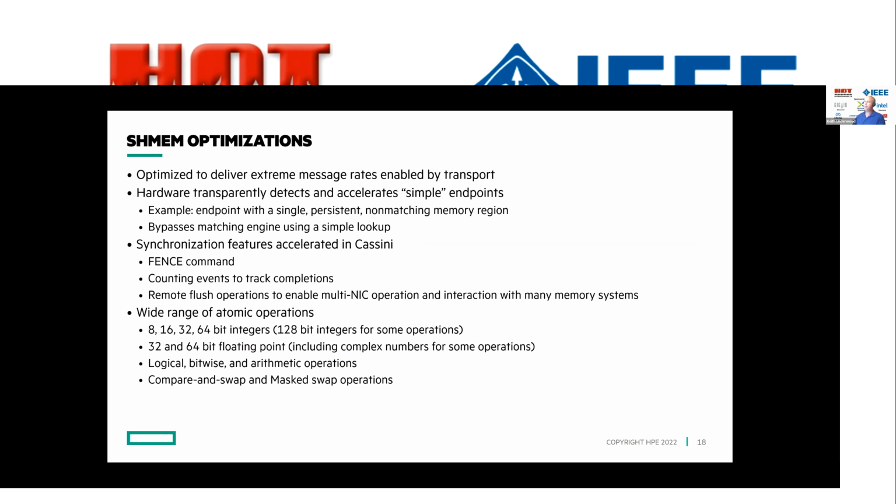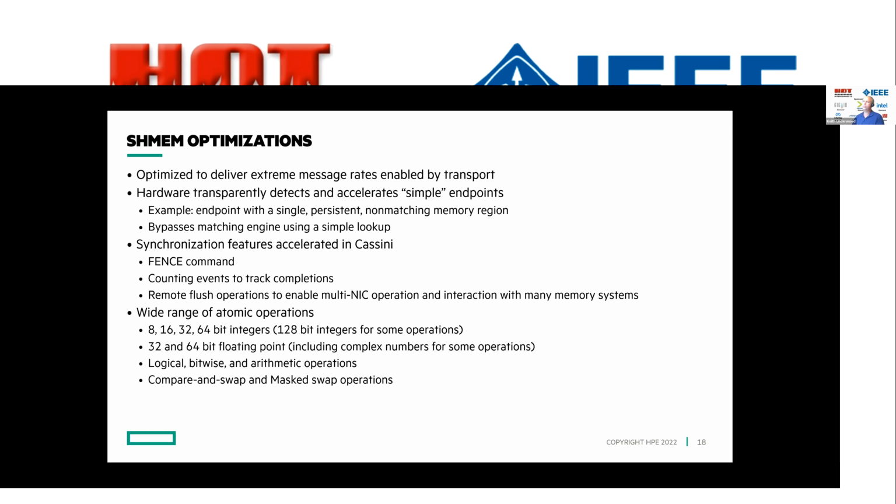We did a number of SHMEM optimizations as well, because we had this transport that's really low overhead. If you do the math on that transport, your one-way message rate theoretical caps out at around 500 million messages per second. That's a lot. Actually, PCI Express won't quite sustain that.